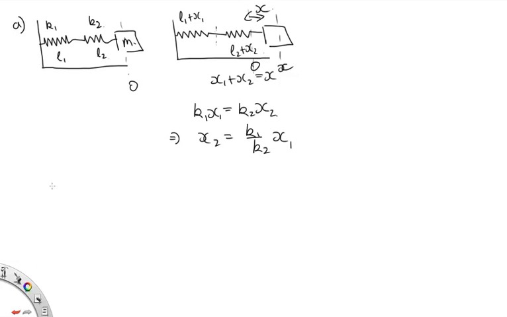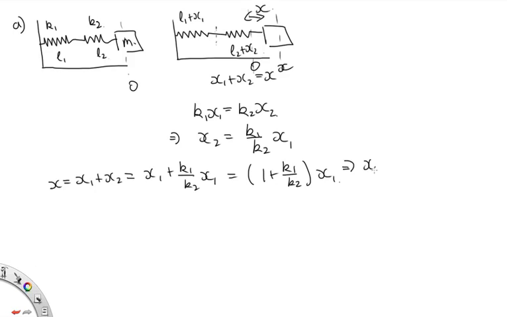Okay, now we've got that x, the total displacement, is x1 plus x2, and we can write this as x1 plus K1 on K2 x1, just substituting in from here. So this is equal to 1 plus K1 on K2 times x1. So x1 is equal to x over 1 plus K1 on K2, multiply the top and the bottom by K2, and we end up with K2x over K2 plus K1.